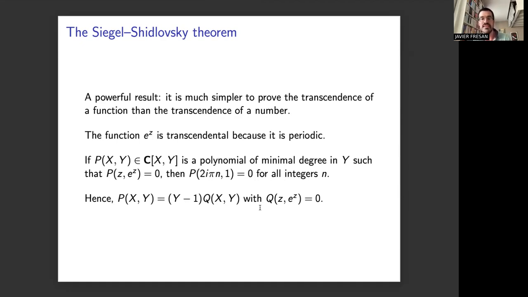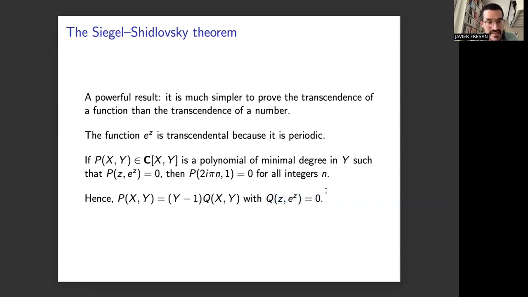In the case of the exponential, you can, for example, simply observe that the exponential is periodic. And from this you get, for example, if P of x, y is a polynomial of minimal degree in y that annihilates the exponential, then you evaluate at all integer multiples of 2 pi i. So as a polynomial in y, you will get a polynomial with infinitely many roots. So it needs to factor, and then you find something of smaller degree that annihilates the exponential.